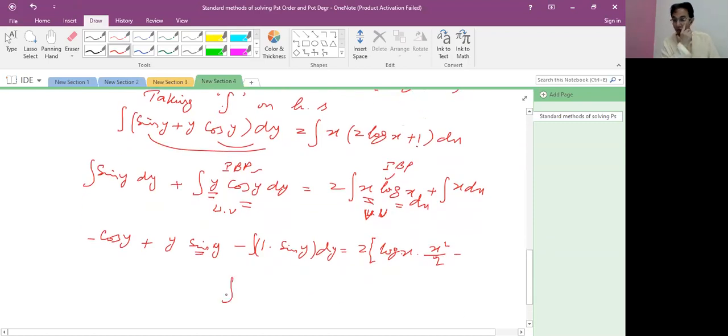The derivative of log x is 1 over x. The derivative of log x is 1 over x, multiplying by the integral, which is x square over 2 into dx. So this is called the integral, plus the integral of x dx, which is x square over 2 plus c. C is a constant of integration.